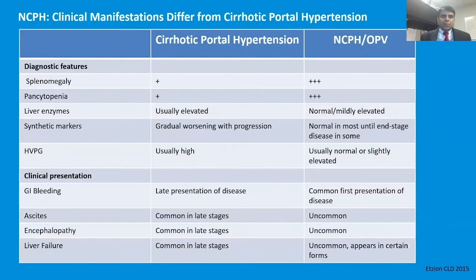Non-cirrhotic portal hypertension clinical manifestations differ from cirrhotic portal hypertension. Hypersplenism and cytopenias are more common in non-cirrhotic portal hypertension and typically more severe, giving rise to the need for spleen guard in children. Synthetic function is normal in non-cirrhotic portal hypertension. HVPG is normal or slightly elevated, unlike in cirrhosis, where it is usually high. Varices are common in both, but variceal bleeding is typically the presenting feature in non-cirrhotic portal hypertension. Ascites is less common. Encephalopathy may be present, but is not severe and often subclinical.